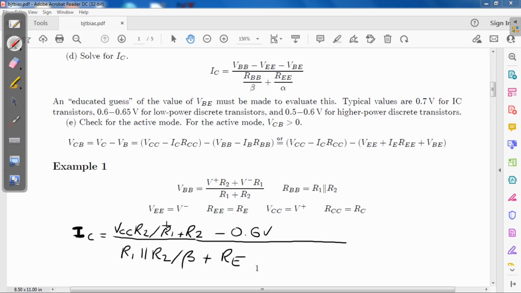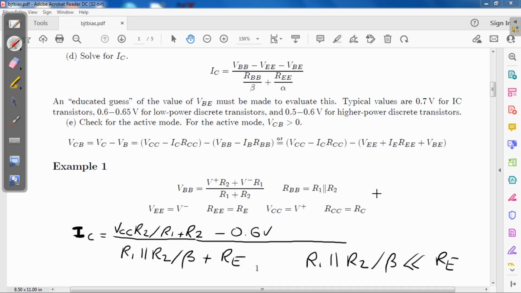This shows that for IC to be stable and not depend too much on beta, and the only term that depends on beta is here, you basically want this term RE to be large compared to R1 in parallel with R2 divided by beta. So you want R1 in parallel with R2 divided by beta to be small when compared to RE.